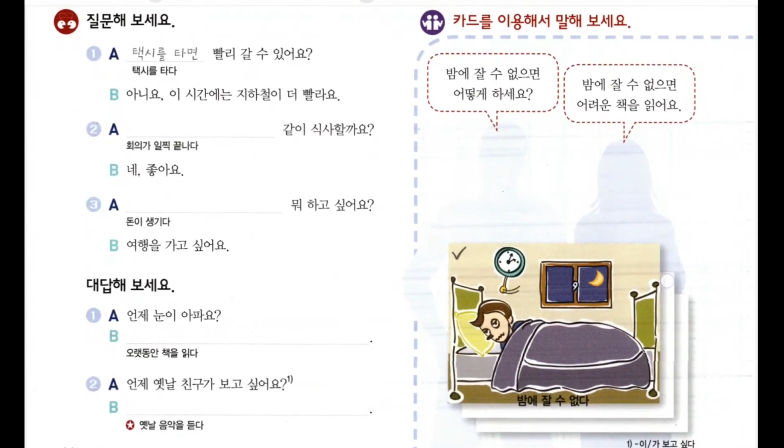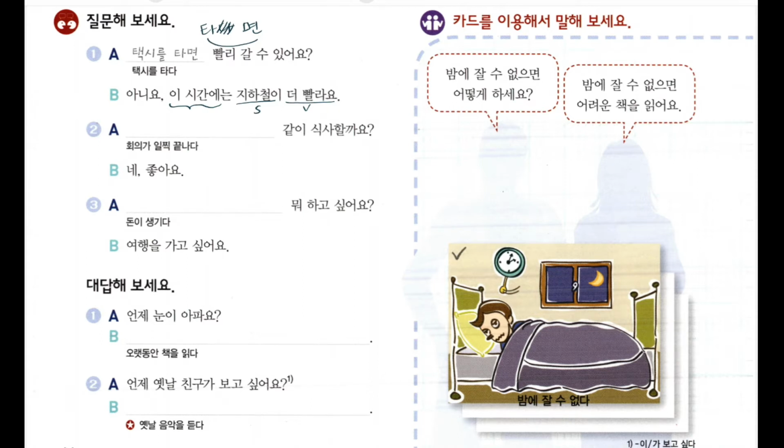질문해 보세요. Please make questions. 1번. If you want to say, if I take a taxi, can I go quickly? 어떻게 말해요? 타다, base form, get rid of 타다's 다. 받침 없어요? 면 말해요. 타면. 그래서 택시를 타면 빨리 갈 수 있어요? B says, 아니요, 이 시간에는 지하철이 더 빨라요. No, at this hour, the subway is faster.